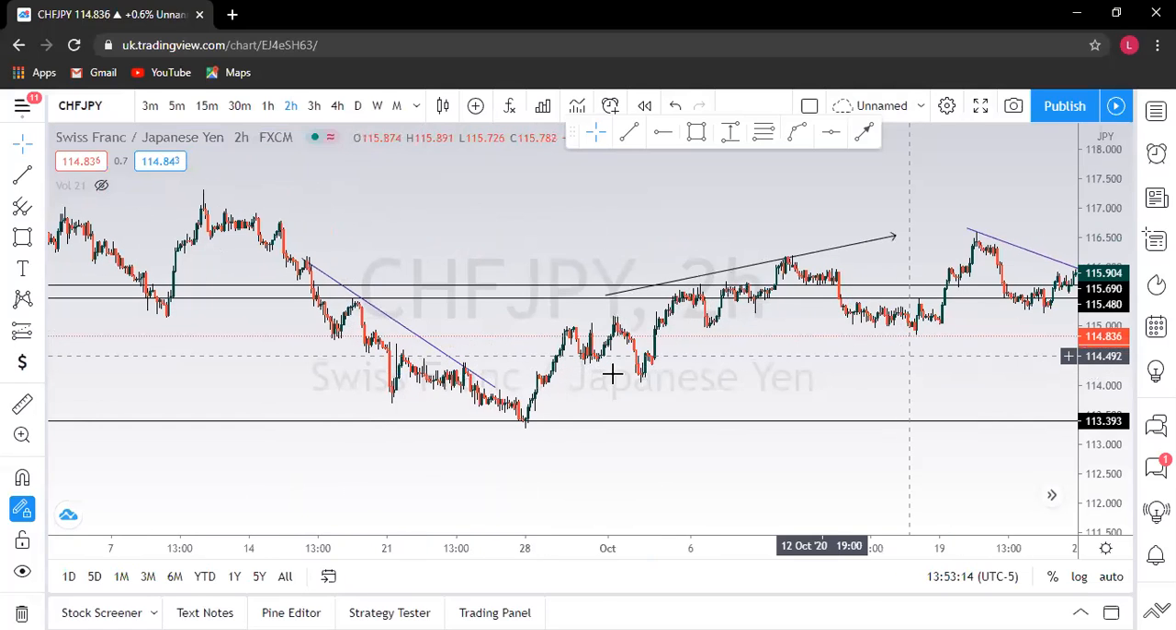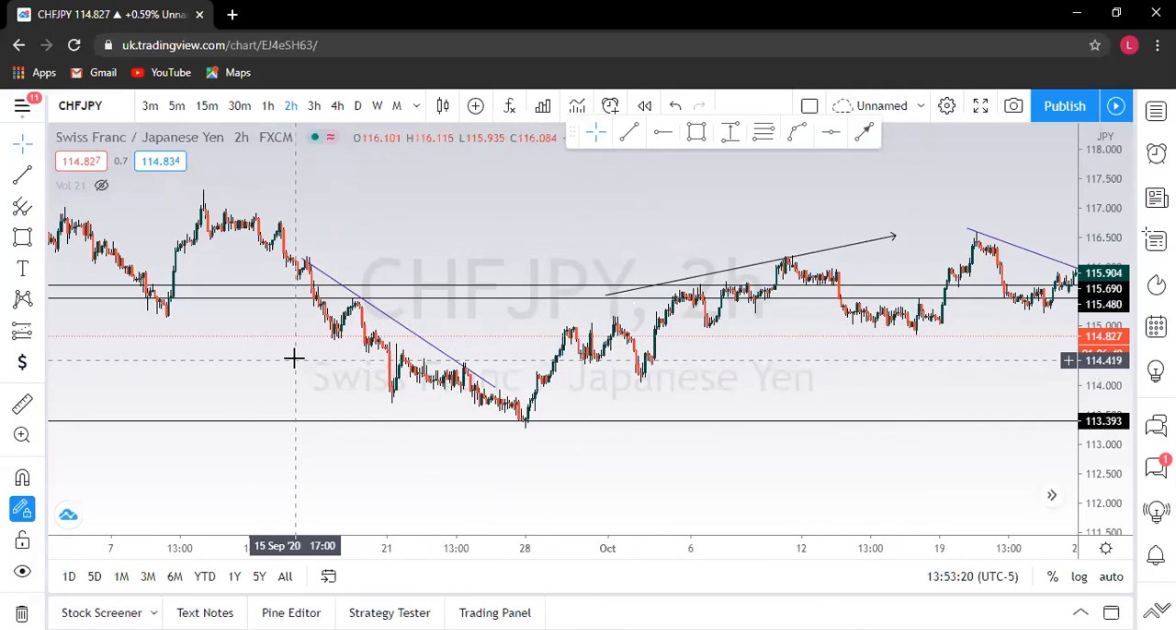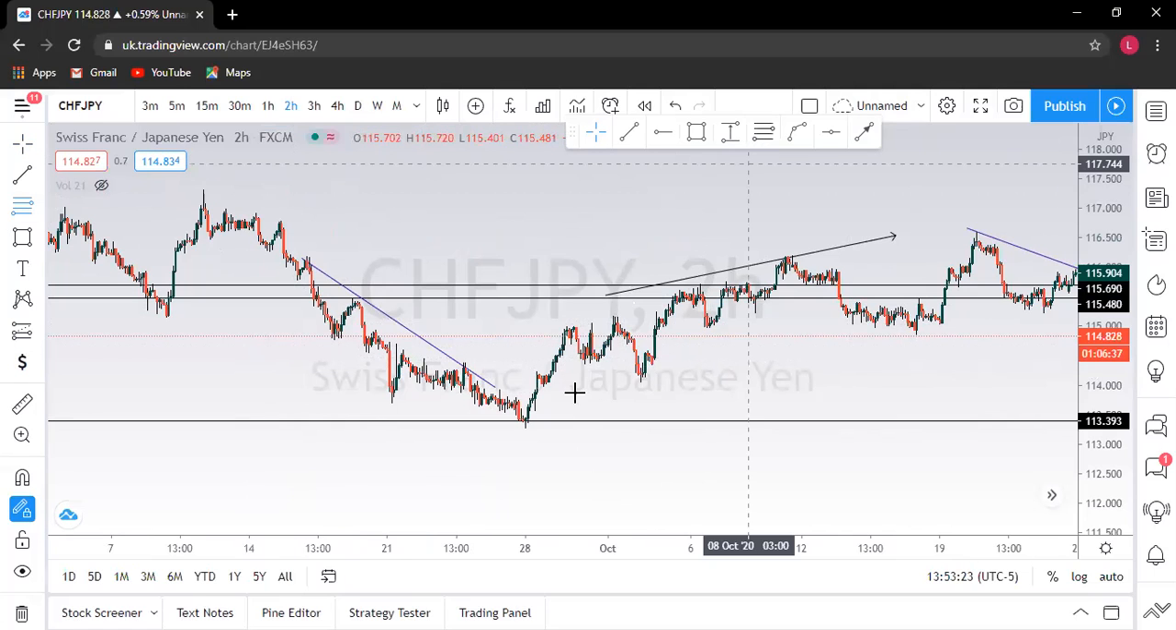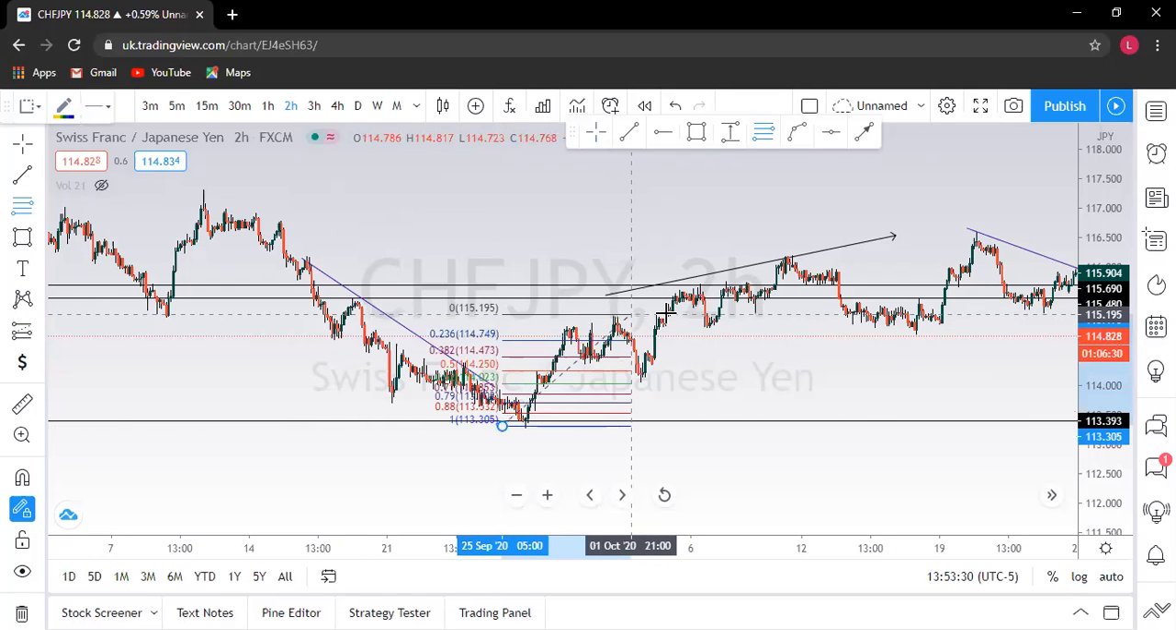And it is expected that after an impulsive move, the market should make at least 50% retracement of the move. So you take your Fibonacci to start from your swing low. If you're on an upward trend, start from your swing low, then take it to your swing high.